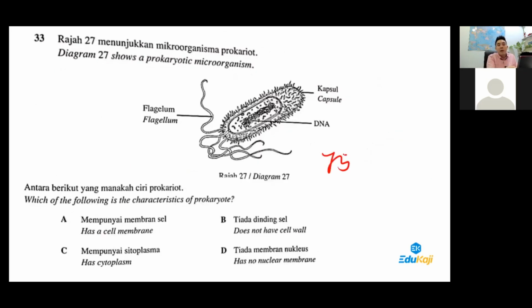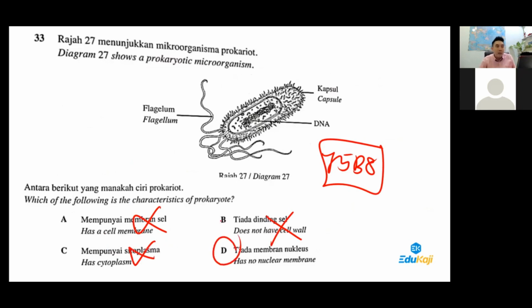33, Form 5 Bab 8, one of the topics most hated by students, especially the front part, Six Kingdom System. Guys, I know you really hate it. I'm okay lah. So, which is a characteristic of this prokaryote? They have a cell wall, they have a cell membrane, they have cytoplasm, they don't have a nuclear membrane. Answer is D.